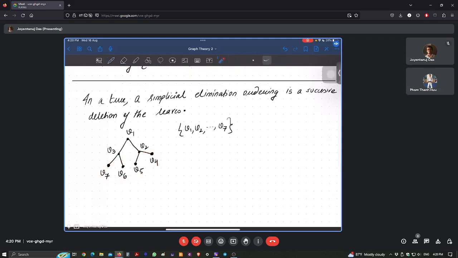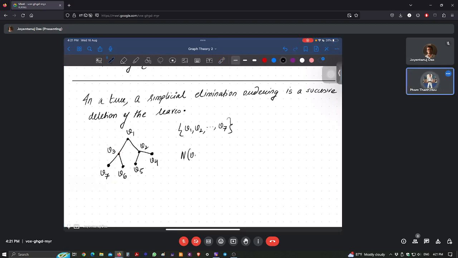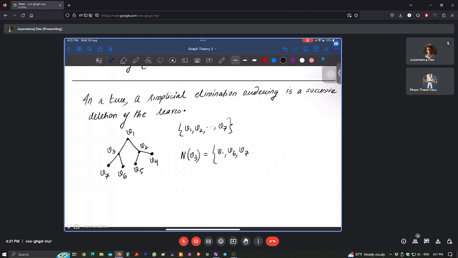Now, if I look into this tree as a whole, what is the neighbor of v3? The neighbors of v3 are v1, v7, and v6. So here you can see that it is not a simplicial vertex, right? Because v1, v6, and v7 do not form a clique. So it is not a simplicial vertex in the whole graph, right?